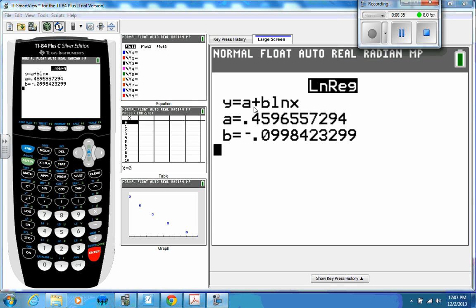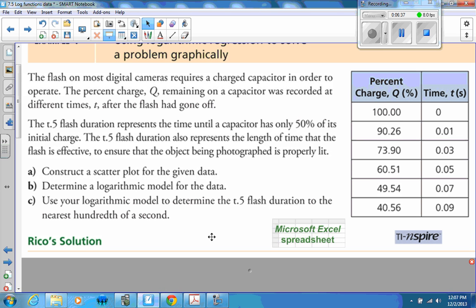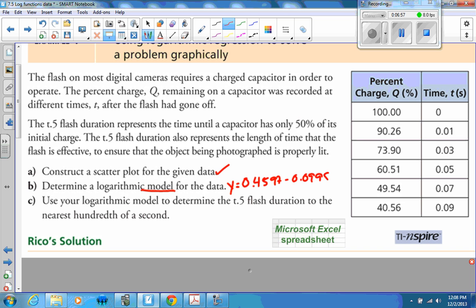So if I go back to my original question, I constructed my data plot, check mark, determine the logarithmic model. Remember, model is equivalent to equation. So y equals 0.4597 minus 0.0998, the ln of x. And it says, use your logarithmic model to determine the t5 flash duration to the nearest hundredth of a second.